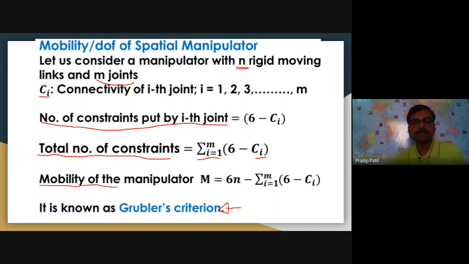We can find out the mobility of manipulator by the equation m equal to 6n. Now what is 6 into n? Suppose in a spatial manipulator, each body will have 6 degrees of freedom. So if there are n elements or n links, they will have n into 6 degrees of freedom minus number of constraints. So the number of constraints we already found, so that will be equal to the mobility. So that is called a degree of freedom. So mobility is also sometimes called the degree of freedom, so they are often used interchangeably. So this is a Grubler criteria.